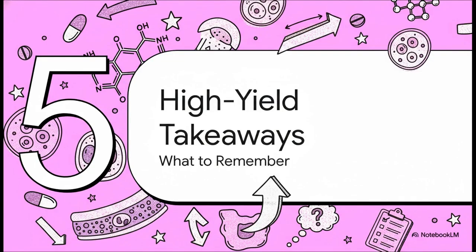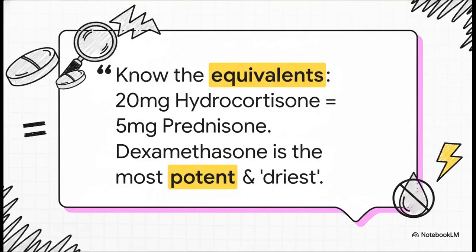Okay, let's wrap this up. Let's boil everything down to the absolute high-yield points you need to walk away with. If you remember only one thing from today, make it the dose equivalence. 20 of hydrocortisone is the same as 5 of prednisone. And remember this? Dexamethasone is your most powerful and your driest agent. It's all fire extinguisher, no water sponge, which makes it perfect for certain situations.